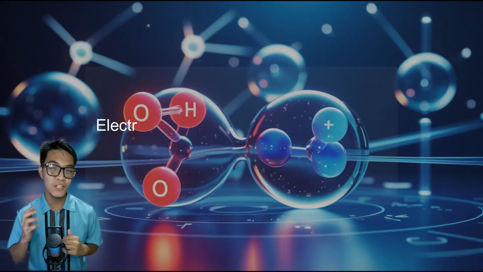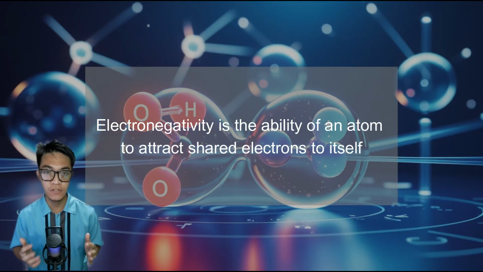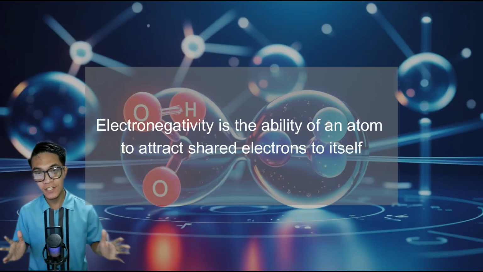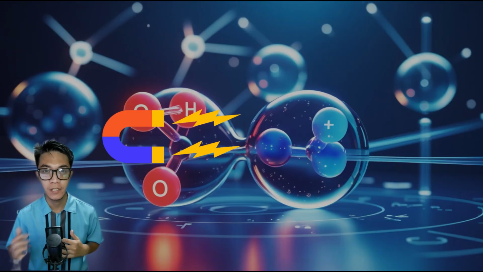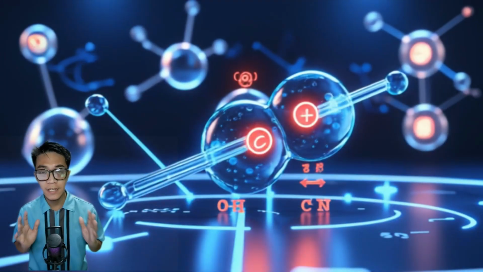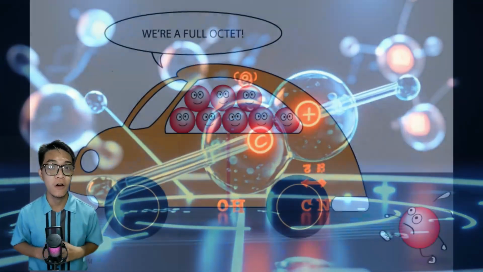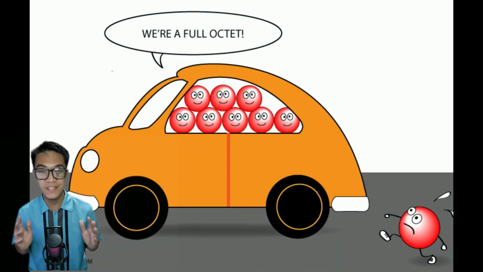By definition, electronegativity is the ability of an atom to attract shared electrons to itself. So basically, it's like an electron affinity, because these atoms of different elements have an affinity for electrons because they love to fill their valence shell with electrons in order to fulfill the octet rule, thus making them stable.